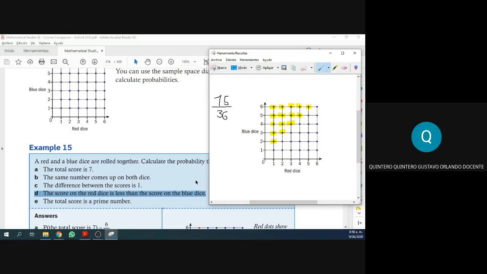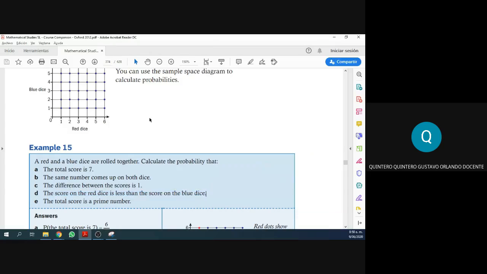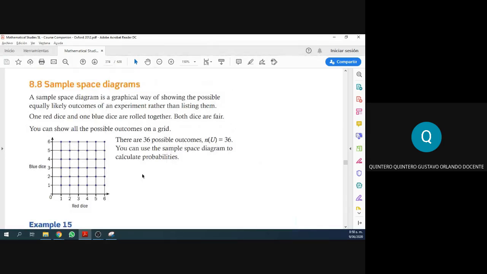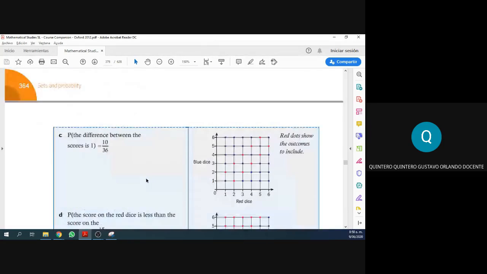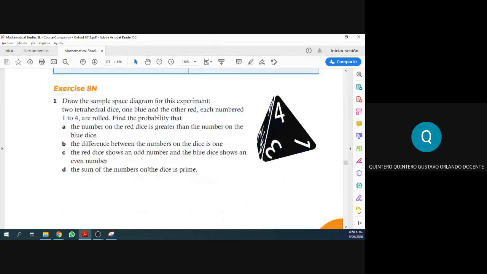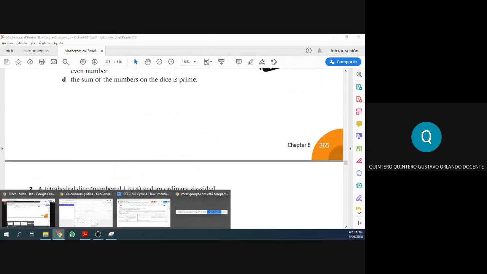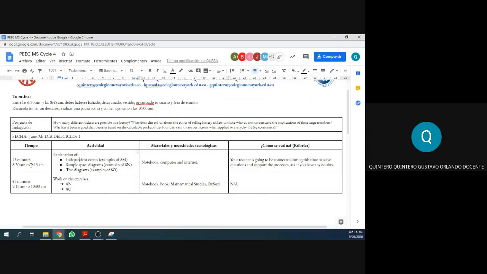All right, guys, this is how to do and how to read a sample space diagram. Now, we can jump into these exercises to make things a little bit easier for us. Let's see if I have enough time to do that. 9:15. Yes, I have 15 more minutes. But I have to explain three diagrams first.